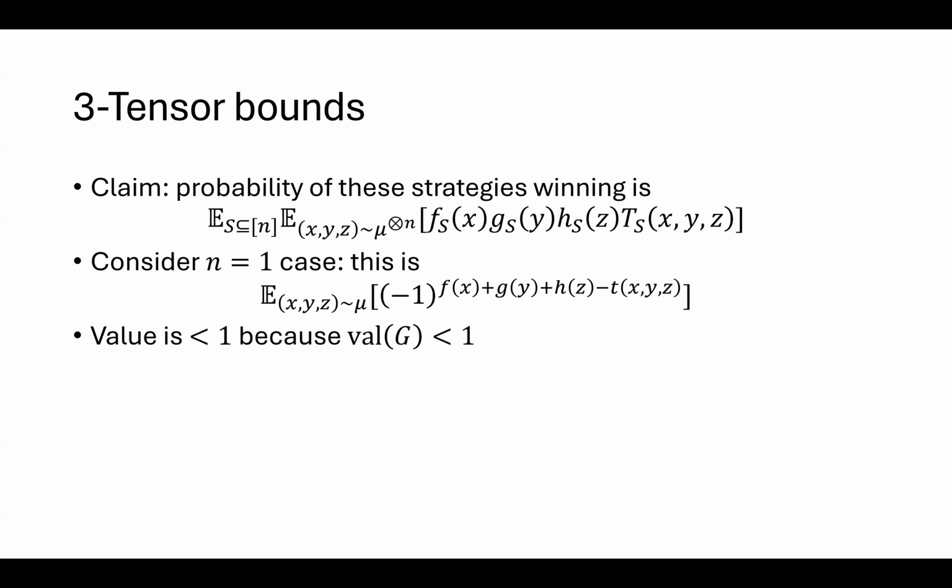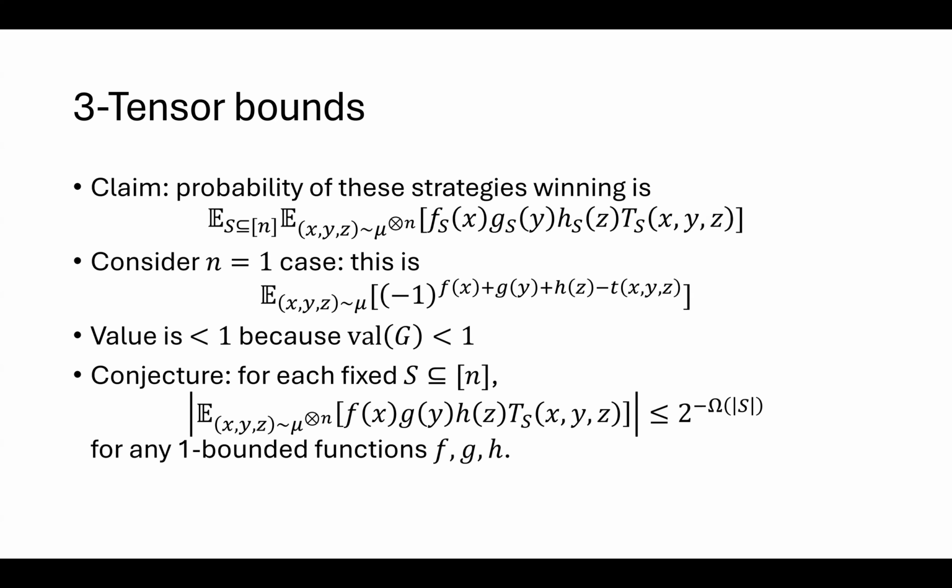the reason that it's strictly less than 1 is because the only way for it to equal 1 is if f(x) plus g(y) plus h(z) equals t(x,y,z) for all (x,y,z) in mu. And that's not possible because the value of the game is less than 1. So for the n equals 1 case, the inner expression, when the size of S is 1, is just less than 1.